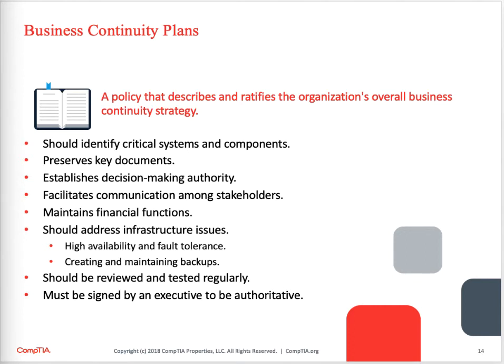So a viable BCP should involve the identification of critical systems and their components in order to ensure that the assets are protected. The BCP is going to ensure the survival of the organization itself by preserving key documents, establishing a decision making authority, facilitating communication among our shareholders, maintaining our financial functions, and more. Our BCP should address infrastructure issues. These could be high availability and fault tolerance, or the creation and maintenance of backups, and making sure that they can withstand failure, right?